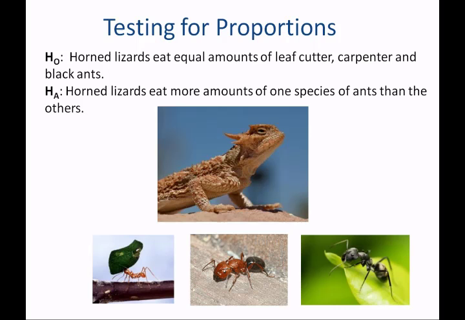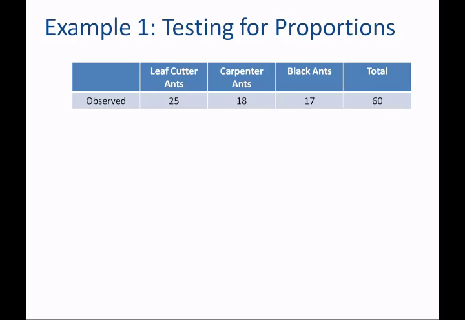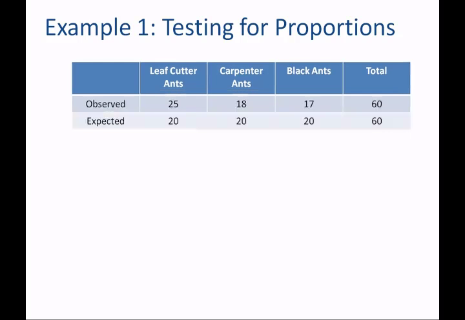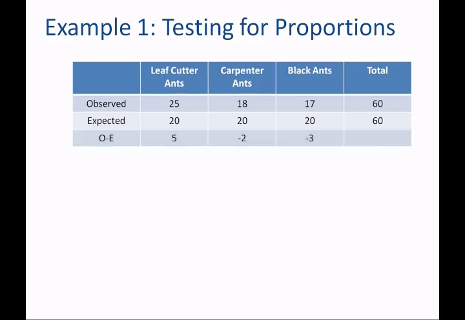So here are our observations. We observe in 60 different tests that 25 leafcutter ants are eaten, 18 carpenter ants and 17 black ants. Now, in this simple example, if there was no effect, we have 60 observations, we would expect 20 of each, an even amount of each type of ant to be eaten. And then we can easily calculate the observed minus the expected. So 25 minus 20 gives us an observed minus the expected of 5 for the leafcutter ants, and so on.